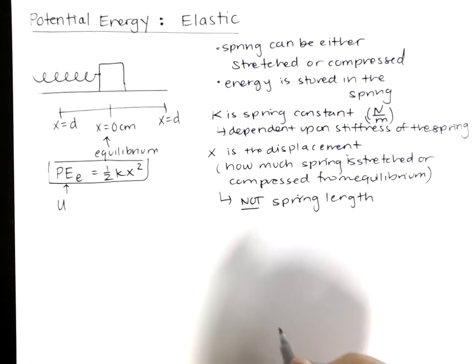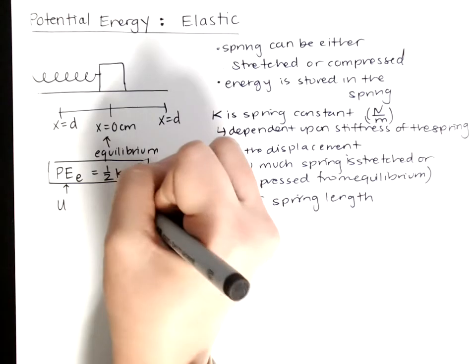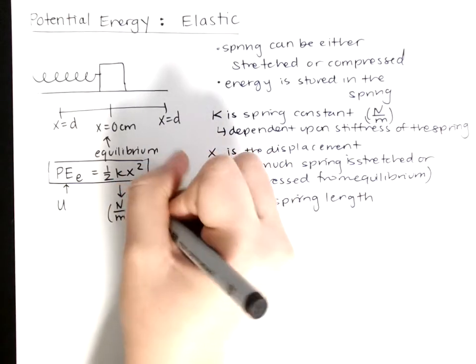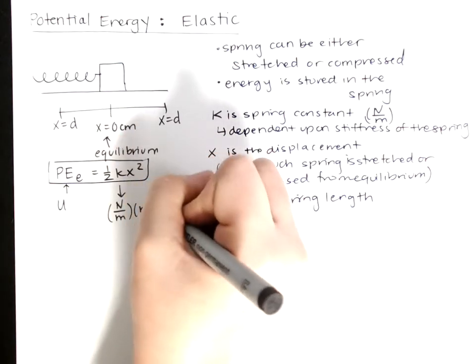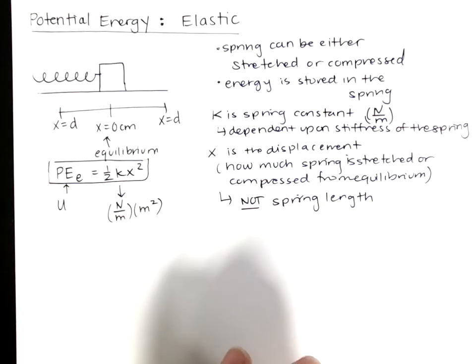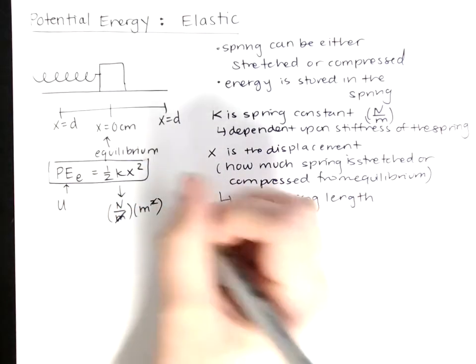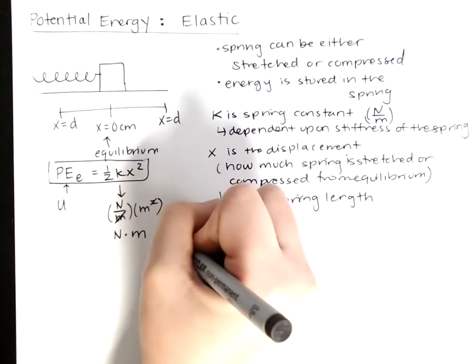So for our units, we can take a look at this. We can see that the K is in Newtons over meters, and the x is in meters squared. So you can see that, once again, just like work, we have a Newton times a meter, which gives us a joule.